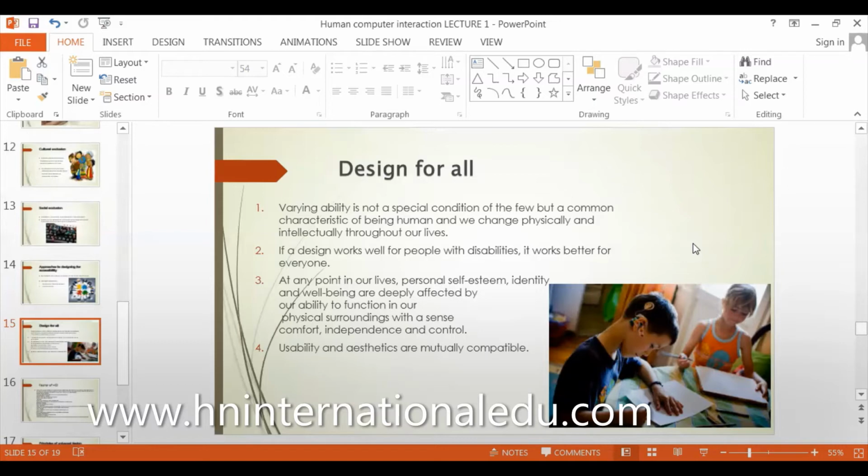The design must be so that disabled people can also use it. At any point in our life, personal self-esteem, identity, and well-being are deeply affected by our ability to function in our physical surroundings with a sense of comfort, independence, and control. Usability and aesthetics are mutually compatible.